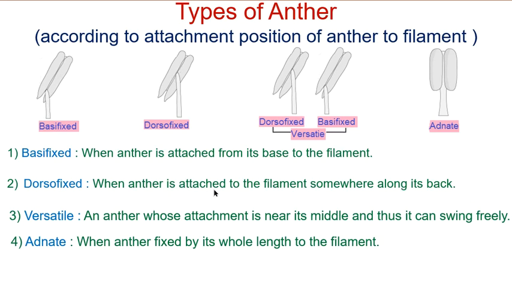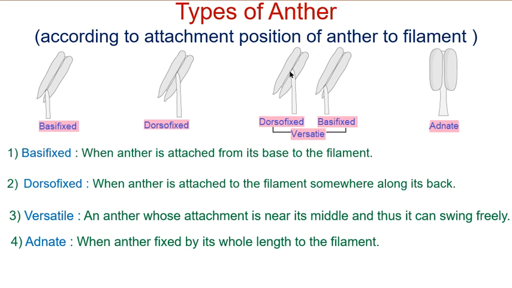Dorsifixed anther: when the anther is attached to the filament somewhere along its back. When the filament is attached somewhere along the back of the anther, it is called dorsifixed anther.